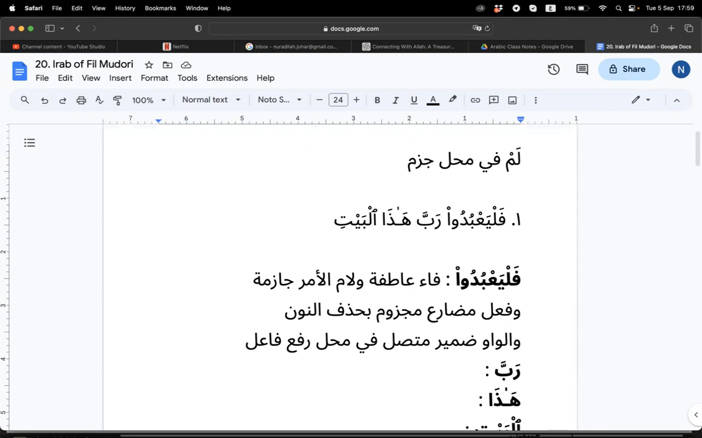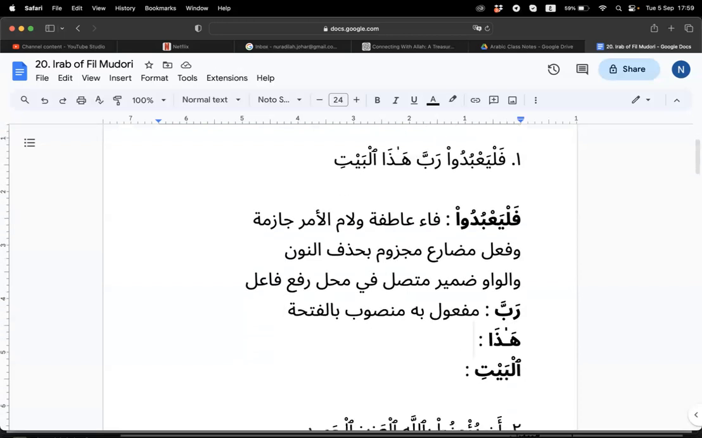This is a verb, this is a noun. Okay, ism nasab, mansub. So why is it mansub? Why is it mansub? It's a maf'ul bihi. Yes. Mansub bil-fathah. Yes. And then hadha, هذا اسم إشارة. Good.